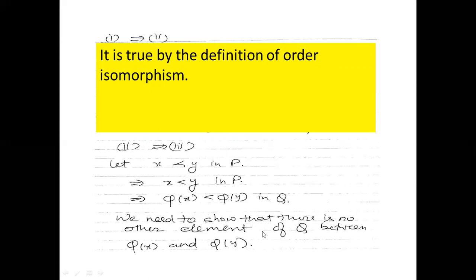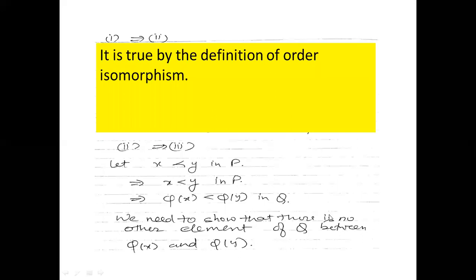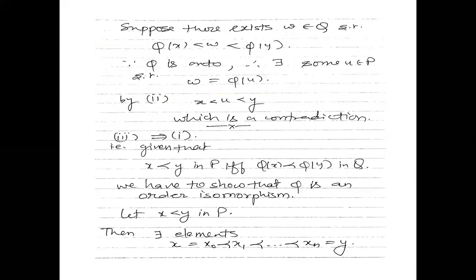Now we need to show that there is no other element of Q between phi x and phi y. Then it will be proved that phi x is covered by phi y. Until now we have shown that phi x is less than phi y. So to show that phi x is covered by phi y, we need to prove that there is no third element of Q between phi x and phi y. So suppose that there exists some element W of Q such that W lies between phi x and phi y.